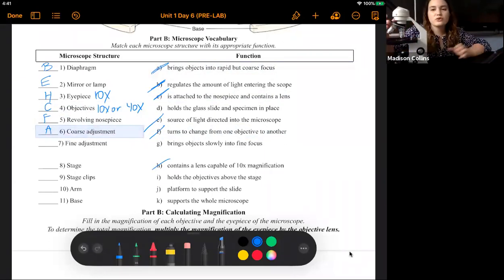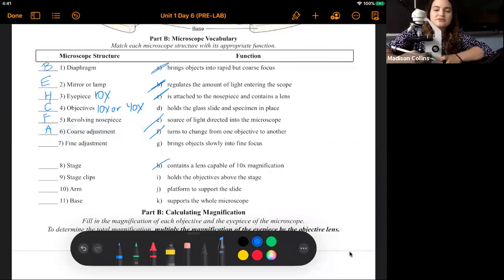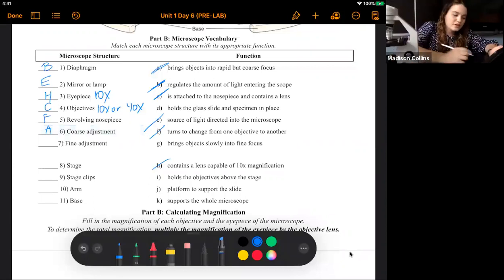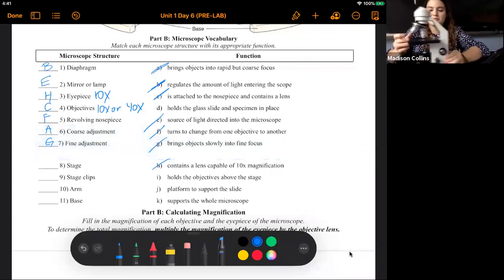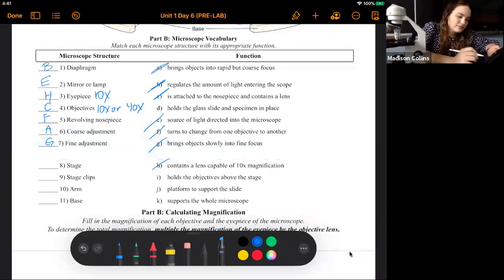But after we've used the coarse focus, we're then going to use the fine focus to get those smaller details more in focus and make the image a little bit more clear. So that's going to be G, brings objects slowly into fine focus. Number 8, the stage. Remember, that is this black box right here where you're going to place your slide on top of. So that's going to be J, the platform to support the slide.